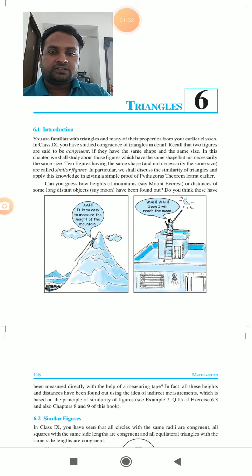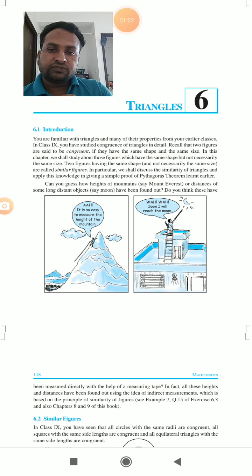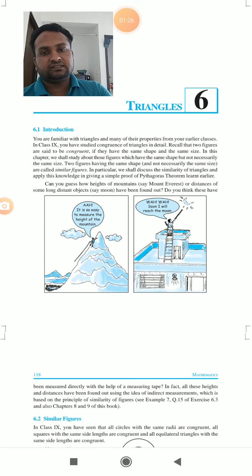Dear students, in the 9th standard you learned about congruence. What is meant by congruent? The meaning of congruent is the same shape and the same size. Now see, the definition of congruent: those figures which have the same shape and the same size.